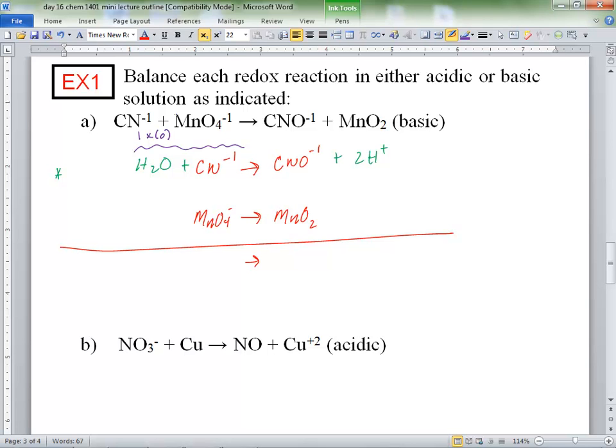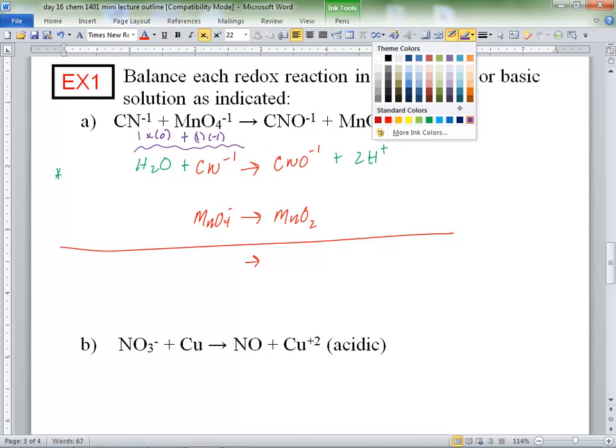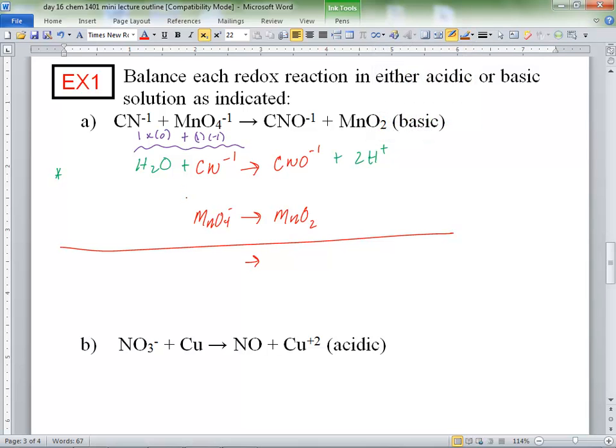So you'd have 1 times 0, plus what times what for cyanide? 1 times a negative 1. So on that side, this entire side, what do I have for an overall charge? Negative 1, right? Because I have a 0 plus a negative 1. I've got negative 1. Make sense? You got it? Okay. Do the same for the other side.